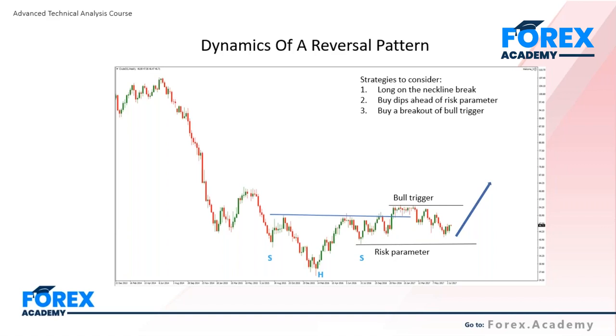Whether it's 1, 2, or 3 doesn't necessarily suggest that any of them are better than the others. It's very important that with respect to each strategy, you understand where the risk parameter is, because then you can gauge the decision making around the risk parameter. And that is your head and shoulders pattern.